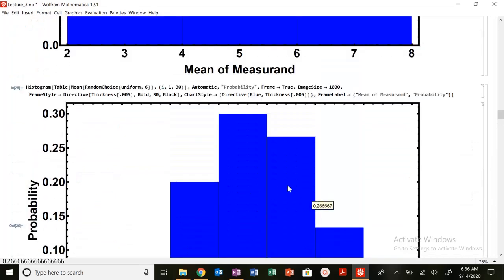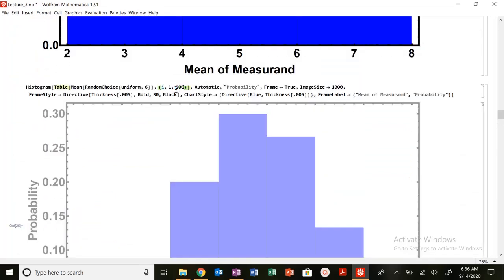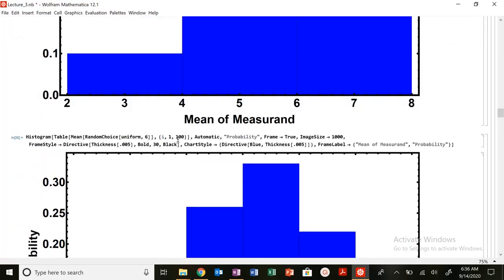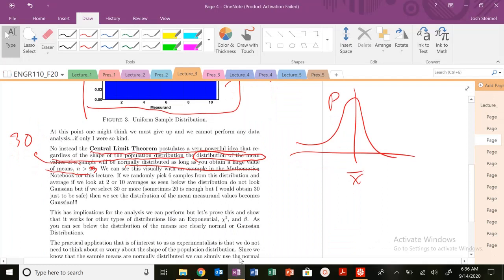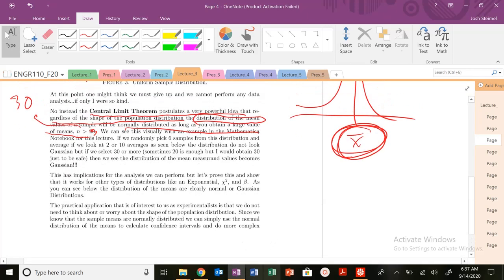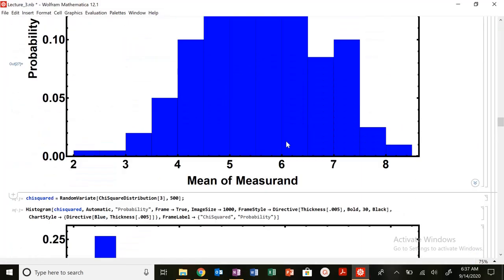So 30 looks normally distributed. If I plot 100 means, normally distributed. If I plot 200 means, you see? What the central limit theorem is saying is exactly this, and we proved it: the probability distribution of my sample means, x bar, will be normally distributed regardless of my population distribution. This is unbelievably powerful. So that was for a uniform probability distribution.